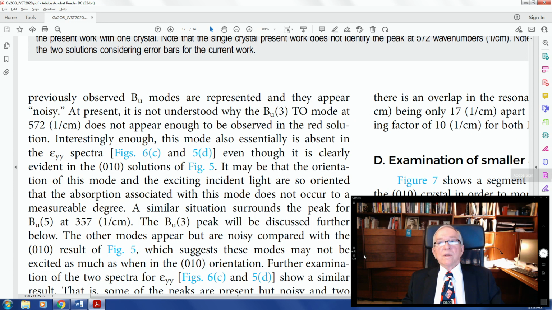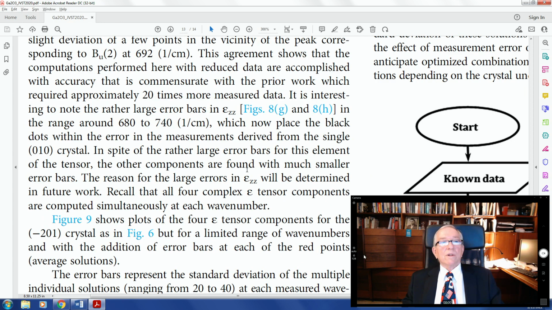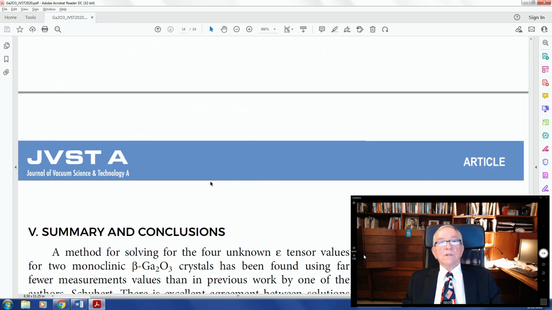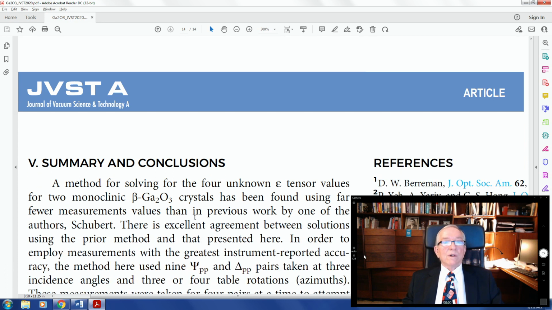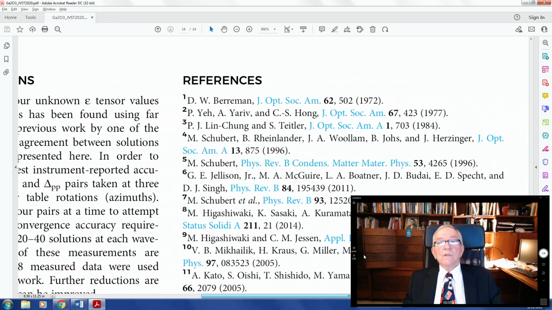And looking at smaller points and looking at the effects of etc. There's a block diagram of the computer program, procedural guidelines, and a summary. Here we are, summary and conclusions. And here are the references. That was the part that I especially wanted to bring up, which is that, let me move it over.